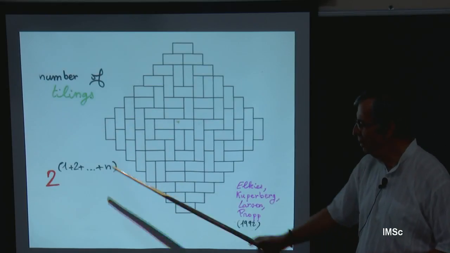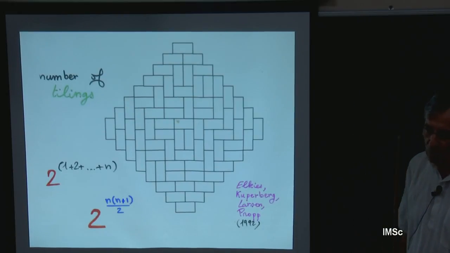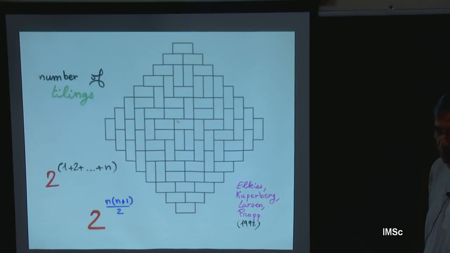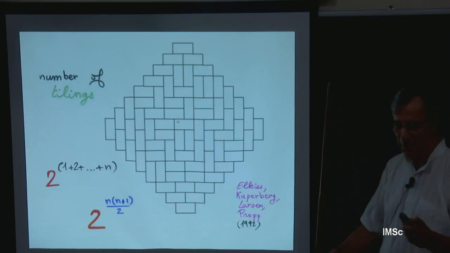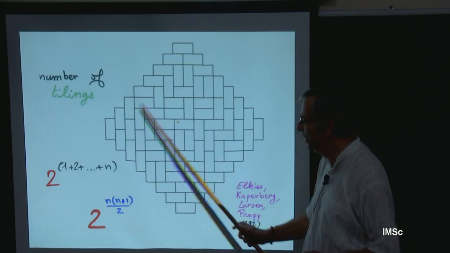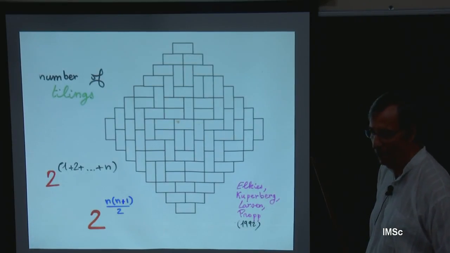It's 2 power 1 plus 2 plus etc. plus n, which is 2 power n(n+1)/2. So this was in the paper by Elkies, Kuperberg, Larsen, Propp in 1992. So we see from the ugly formula with cosine, sine in the rectangle, you now get a very beautiful formula of 2 power something. It's a power of 2.